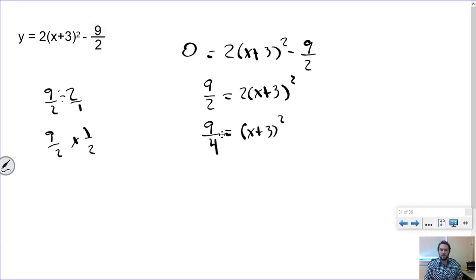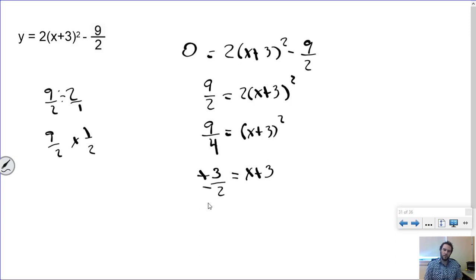Well, the nice thing about this number here is that this is, in fact, a perfect square. 9 is a perfect square. 4 is a perfect square. So 9 over 4 is a perfect square. So if we take the square root of 9 over 4, we get 3 over 2. And again, because there's two answers here, one positive, one negative, is equal to x plus 3.